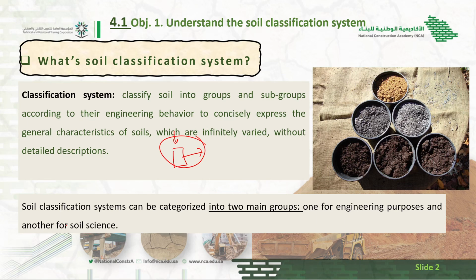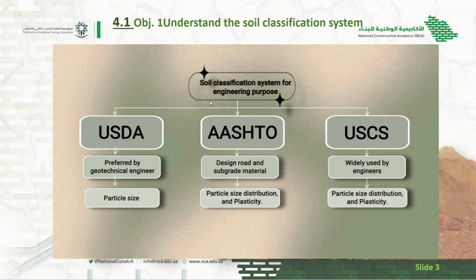In simple terms, soil classification systems are divided into two main groups. The first is a system designed for engineering purposes, and the other is designed for soil scientists. Here we are interested in engineering purposes. Soil classification systems for engineering purposes are generally divided into three categories. The first one is USDA, whose full form is United States Department of Agriculture. It is used in soil classification; USDA developed the textural soil classification system, or sometimes it is called the soil texture triangle.